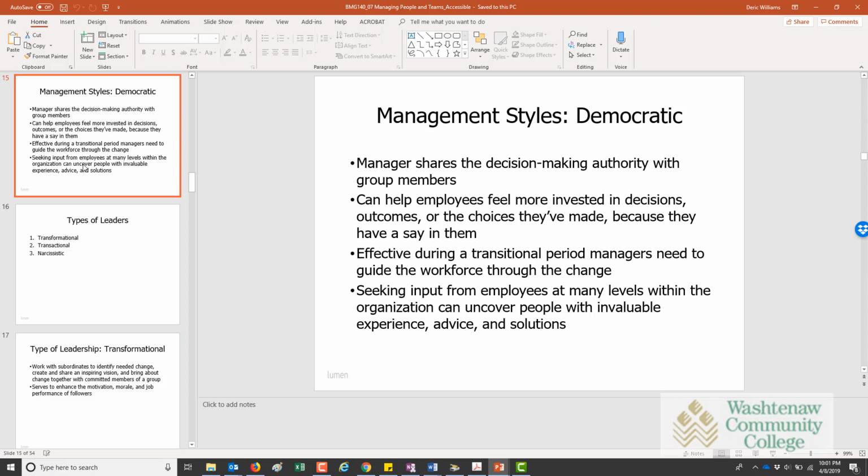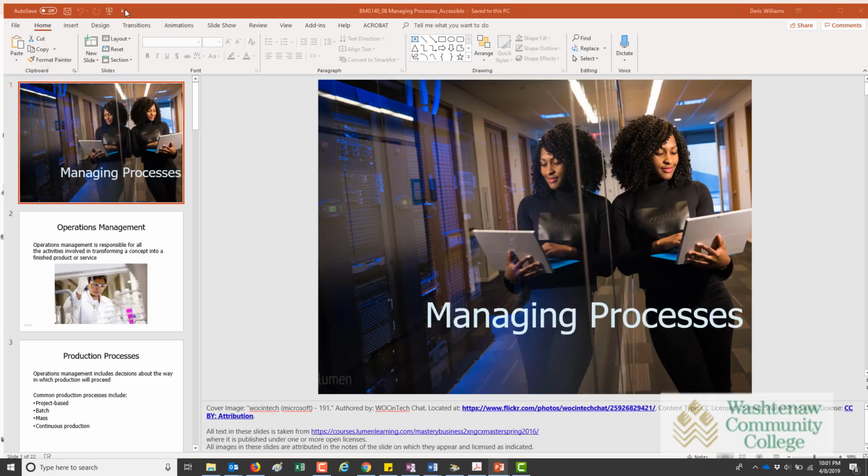The last style is democratic. Democratic is often the most favored style of leadership or management. This is sharing decision making with your team. So you have a goal, you have things you need to accomplish, but before you make a decision, you bring it to them, you seek input, feedback, and you try to incorporate it as best as possible. So that's one of the reasons why most people do favor this style of management.